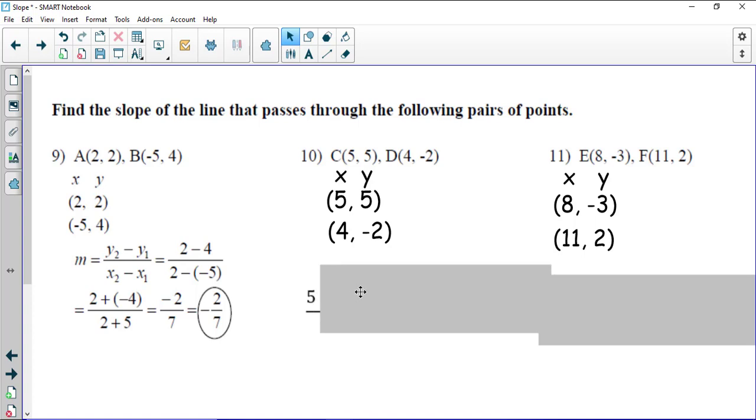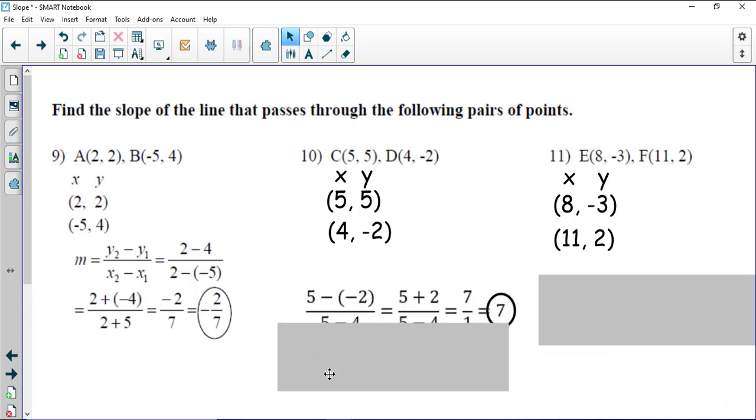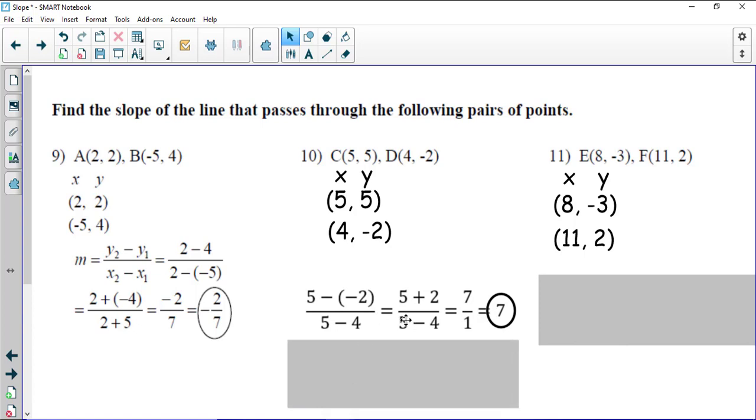I chose to do 5 minus -2, so I did top to bottom, which means that when I subtract the X's, I have to do 5 minus 4. I can't do 5 minus -2 and then put 4 minus 5 on the bottom because I have to start at the same point. So 5 minus -2 is equivalent to 5 plus 2. Keep my 5 minus 4 the way it is. 5 plus 2 is 7. 5 minus 4 is 1. Our slope is 7 over 1, which is a slope of 7. So this would be a really steep line.